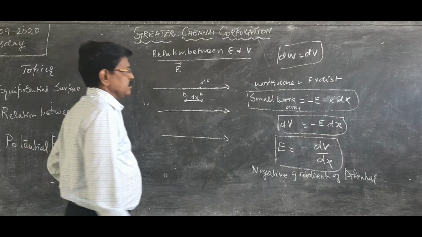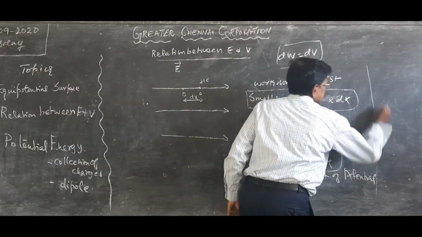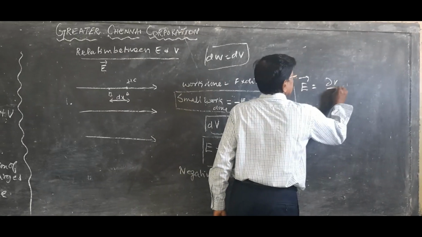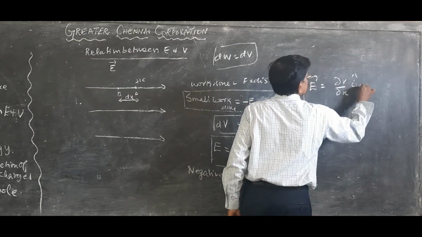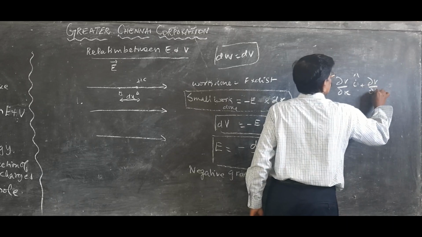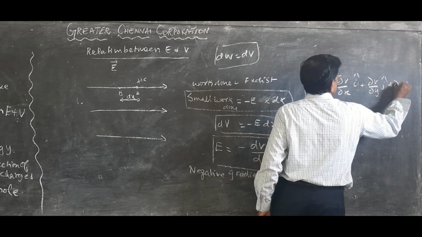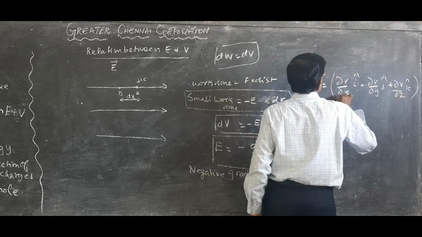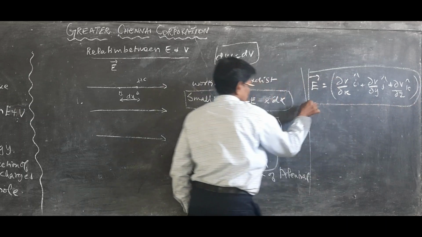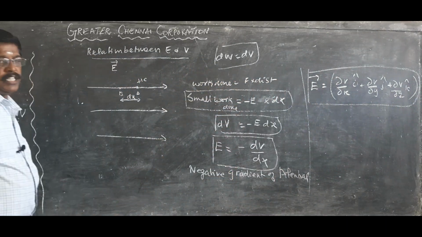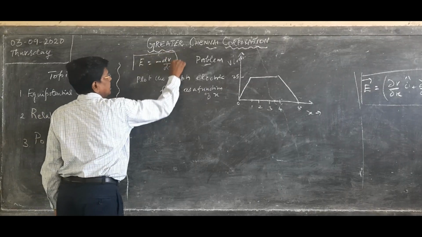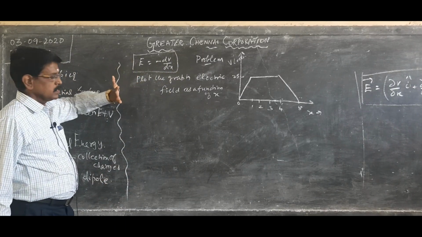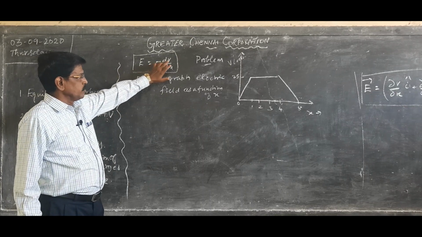Suppose you consider the three-dimensional case, the electric field vector can be written as minus dou V by dou x i cap, minus dou V by dou y j cap, plus dou V by dou z k cap. See, this is for one dimension, that is for three dimensions. Now let us see one problem based upon the relation, that is E equal to minus dV by dx.